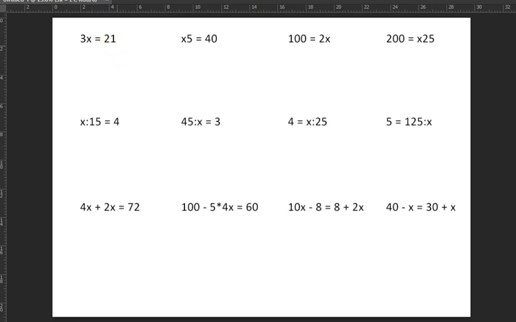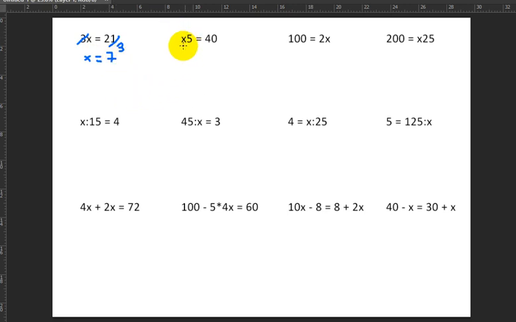So, to get rid of it, we are going to divide this 21 by 3. So we're going to get that x is equal to 21 divided by 3 makes 7.